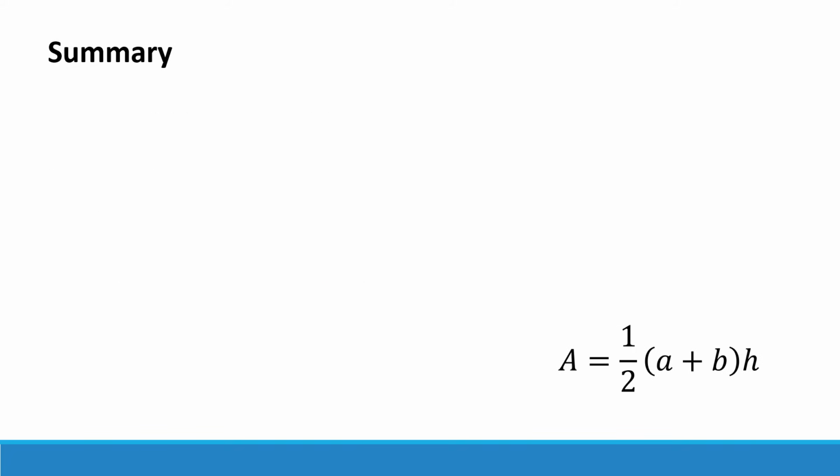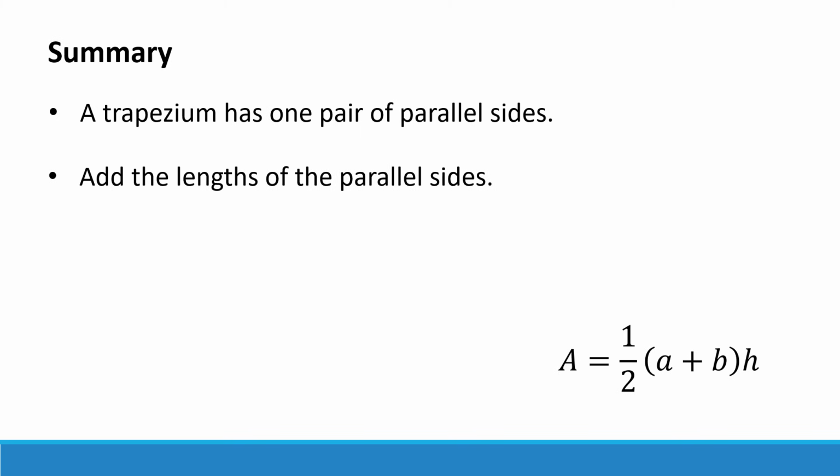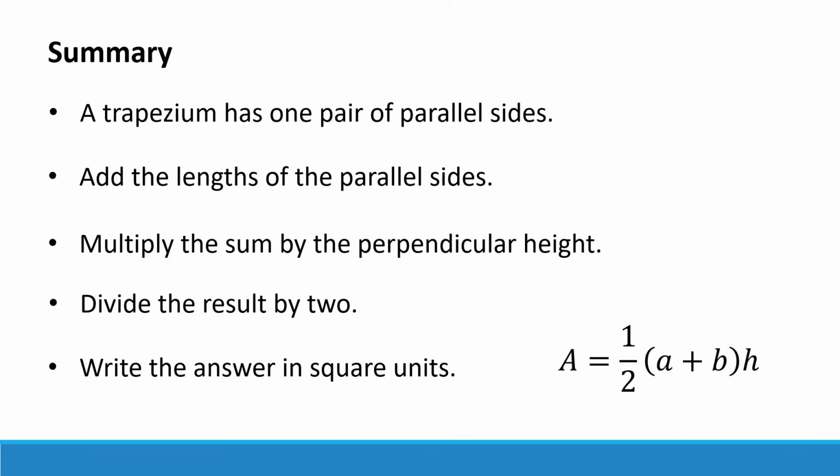Let's summarize. A trapezium has one pair of parallel sides. To find its area, first add the lengths of the two parallel sides. Next, multiply the sum by the perpendicular height, and then divide the result by 2. Finally, remember to write the answer in square units.